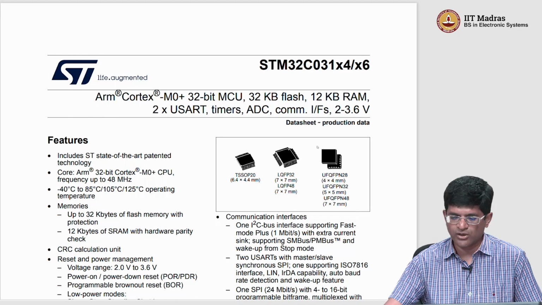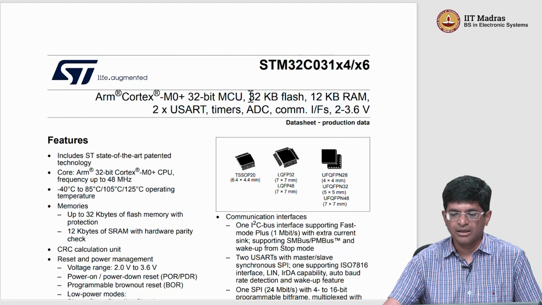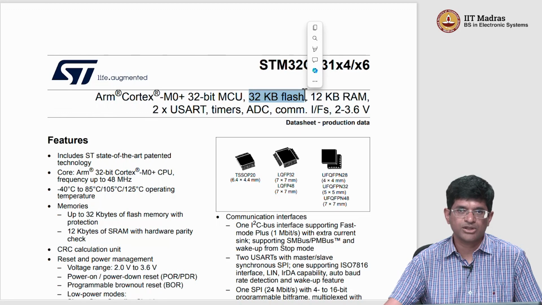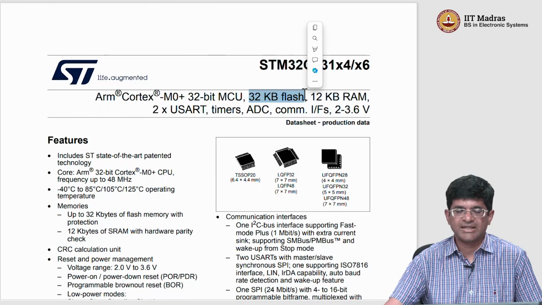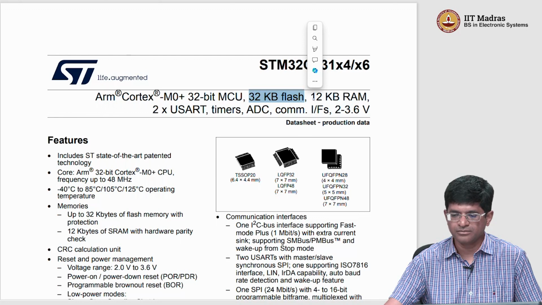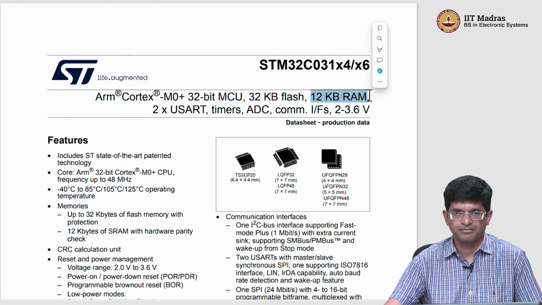So this sort of tells you about the different kinds of packages that are available. But the very first line out here is itself very informative, right? It tells you that the STM32C0 series has an ARM Cortex M0 Plus type of MCU. It's a 32-bit MCU, which basically refers to the size of the registers internally. It has 32 kilobytes of flash memory, which can be used for storing the program as well as configuration information, and 12 kilobytes of RAM.